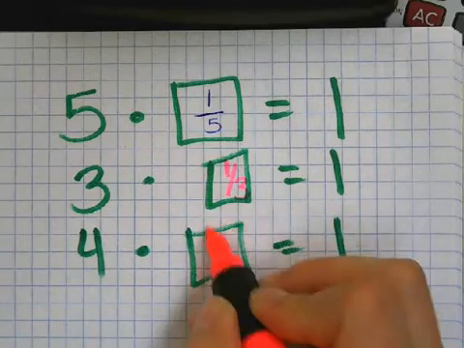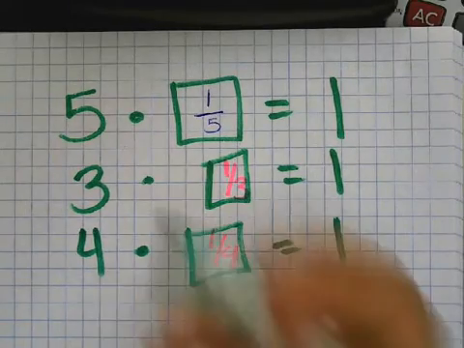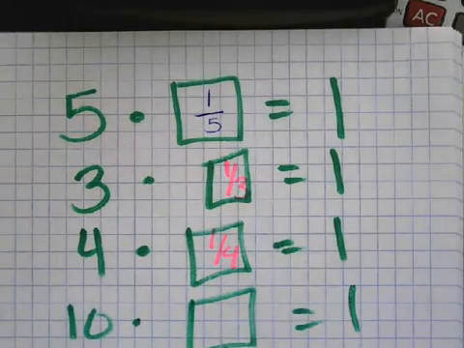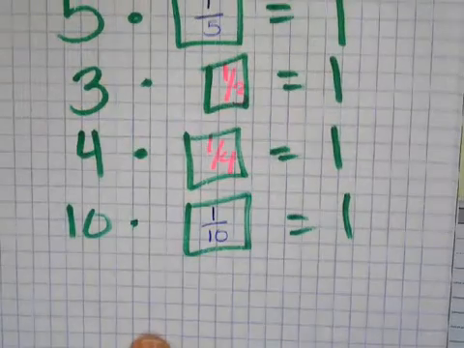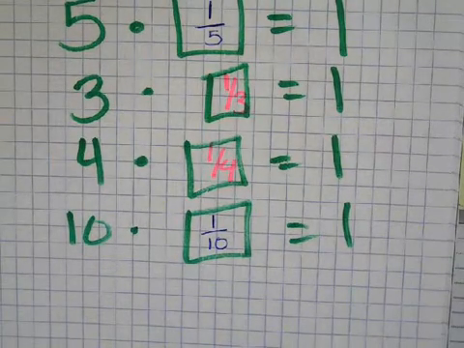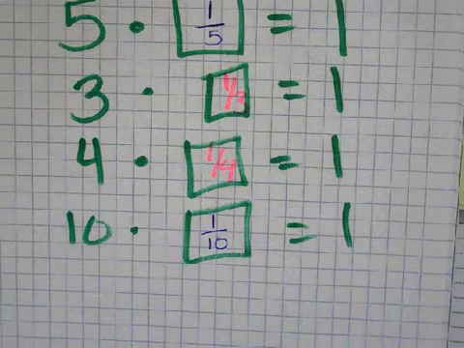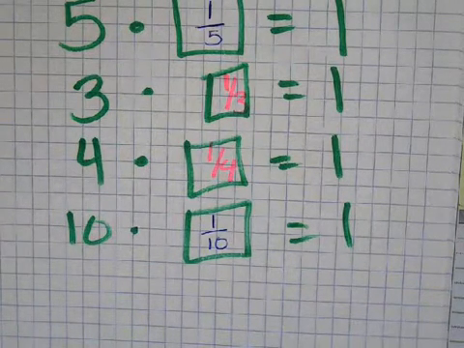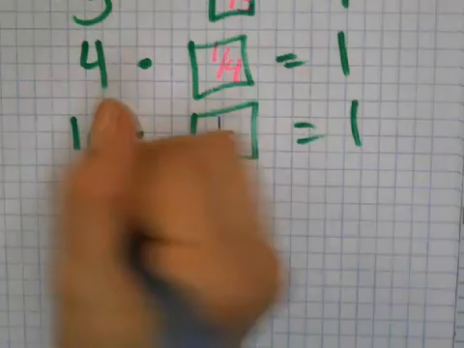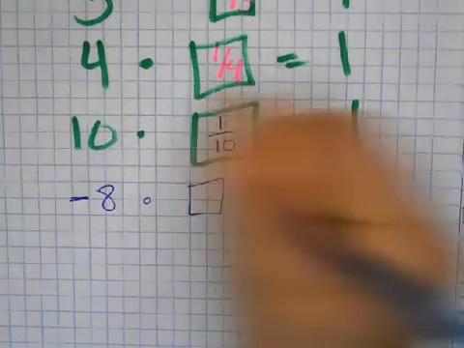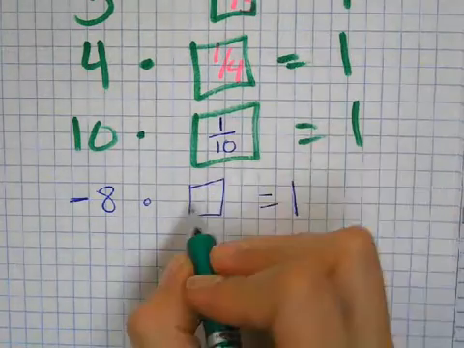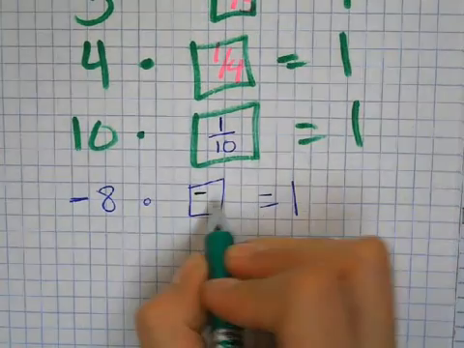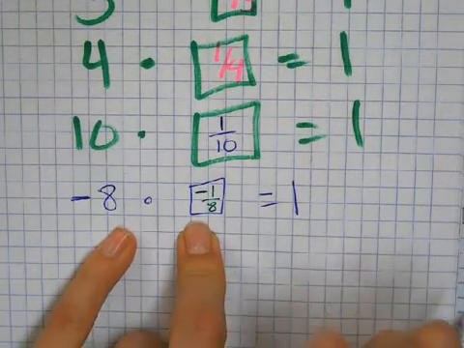So, for example, if it's 4 times what equals 1? Good, write it down. Yep. If it's 10 times what equals 1? Write it down. Do you guys see the pattern overall? So basically, whatever your number is, you write as a denominator. Okay? Good job. Now, what if it's -8 times what equals 1? Good job. Has to be -1/8.